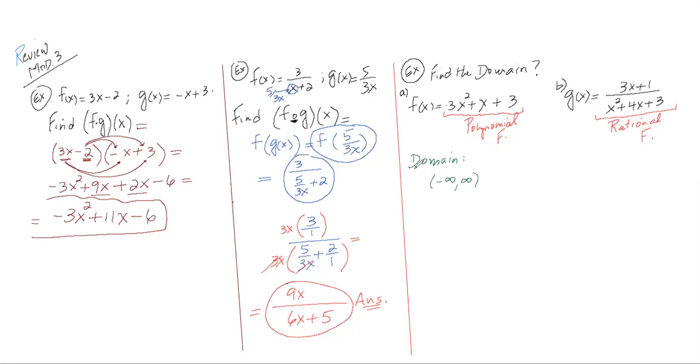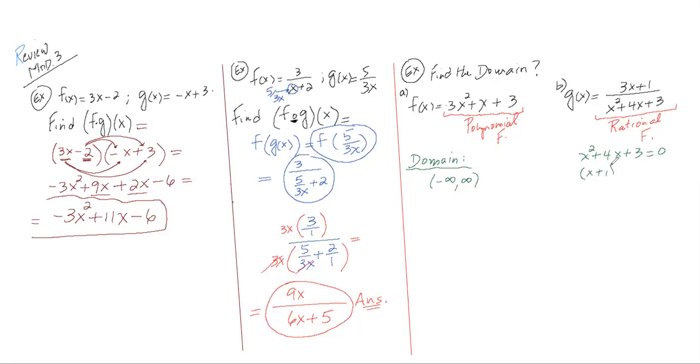Now, how about the domain for rationals? How do you do the domain for rationals? The denominator cannot end up being 0. Correct. So we need to find out what x values will make the denominator 0.